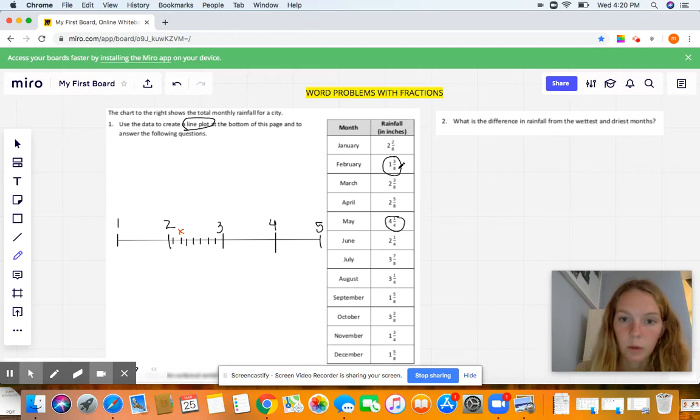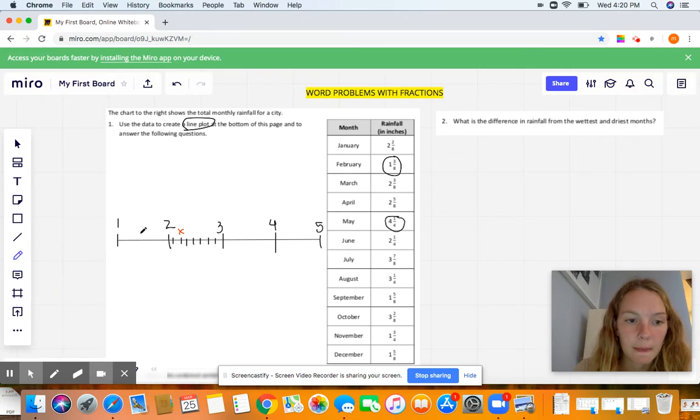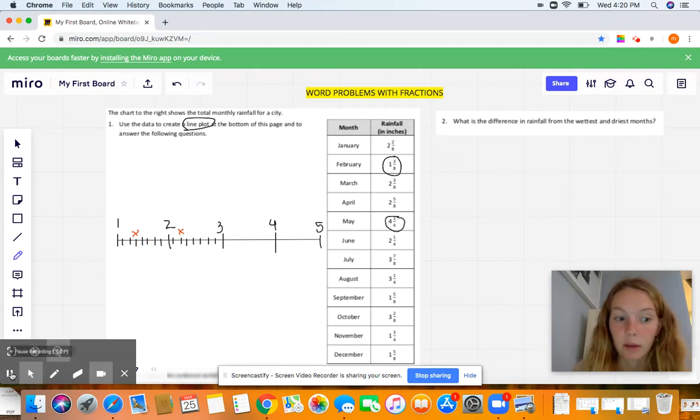Let's do the next one, 1 3/8. So I'm going to split it up in fourths first, and then split those fourths in half, so I can get 8 even pieces-ish. And then I'm going to mark 1 3/8. So that would be 1, 2, 3, 1 3/8. I'm going to pause my video and fill in the rest. You do the same.